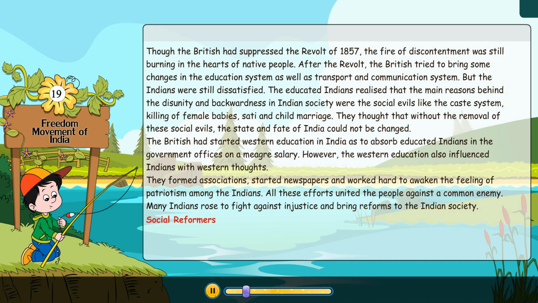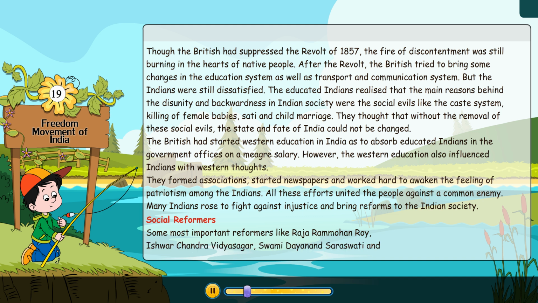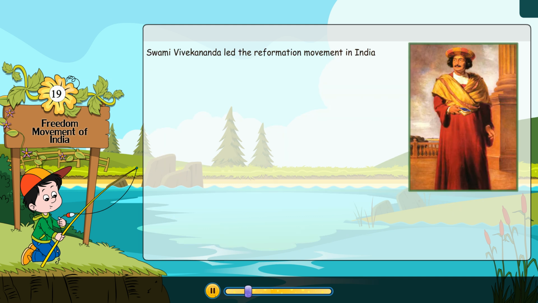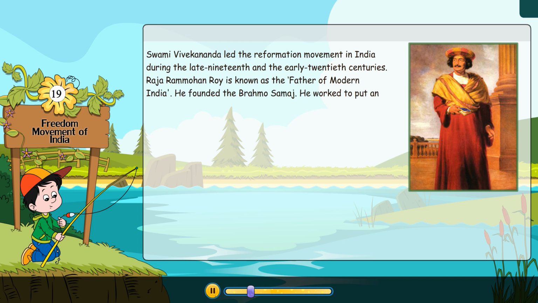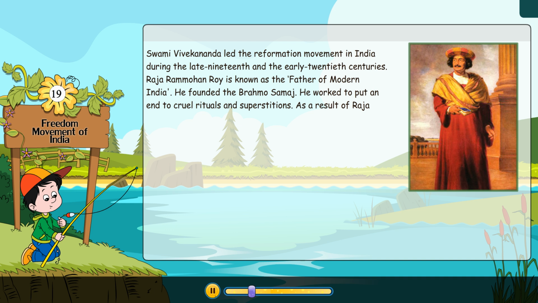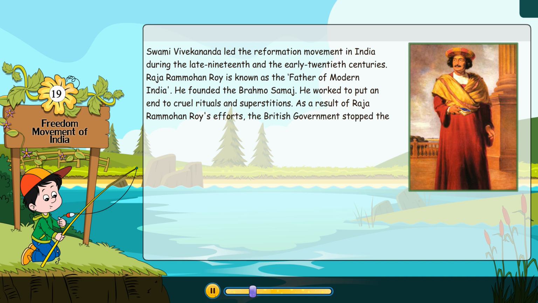Social reformers. Some important reformers like Raja Ram Mohan Roy, Ishwar Chandra Vidyasagar, Swami Dayanand Saraswati, and Swami Vivekanand led the reform movement in India during the late 19th and early 20th centuries. Raja Ram Mohan Roy is known as the father of modern India. He founded the Brahmo Samaj. He worked to put an end to cruel rituals and superstitions. As a result of his efforts, the British government stopped the practice of sati.